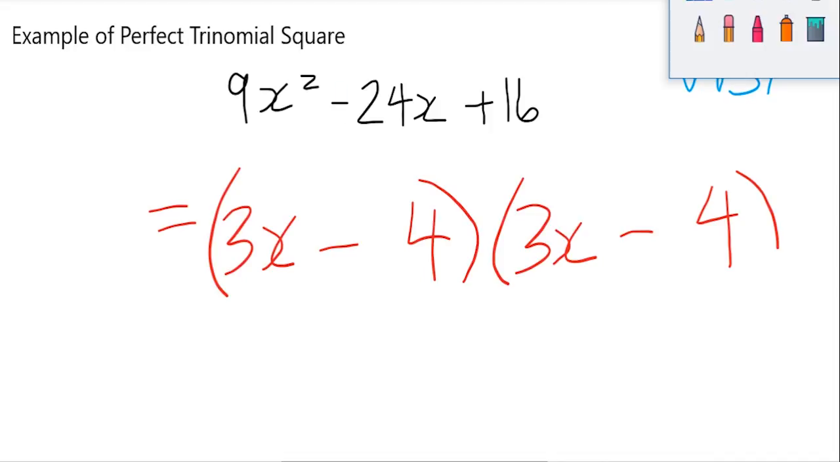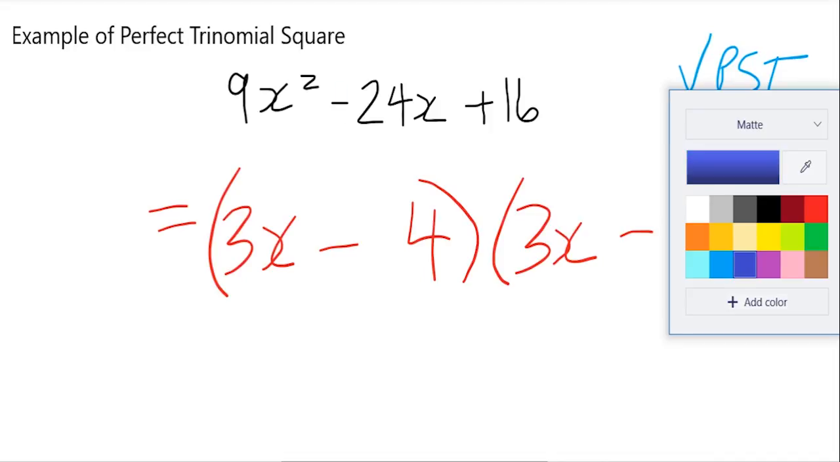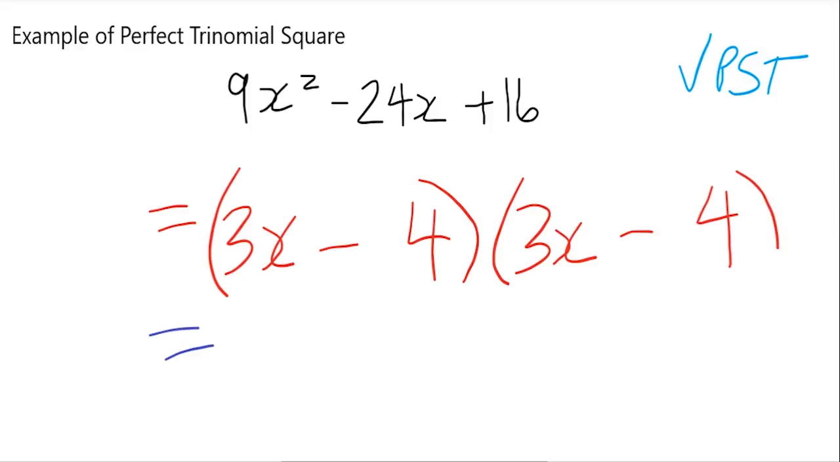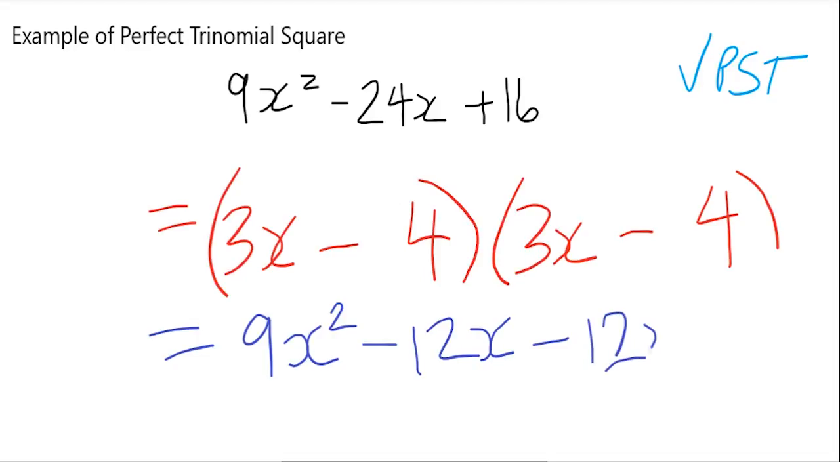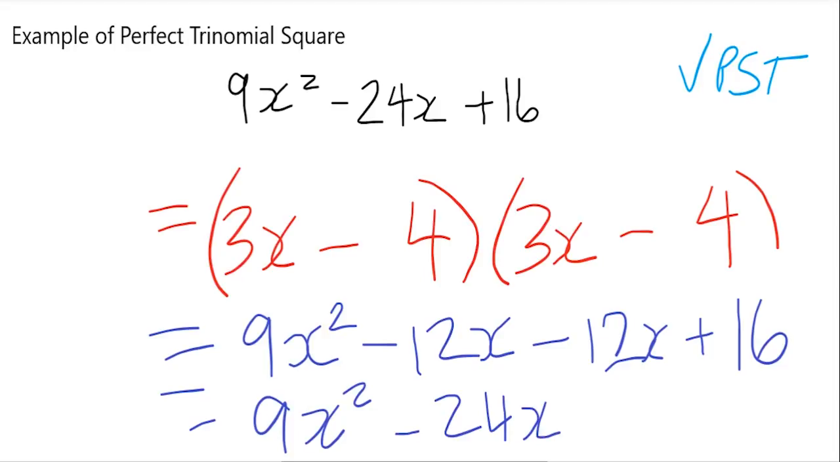Awesome. Now let's verify. So let me draw this out in a different color. Verifying: 3x times 3x, you get 9x squared. 3x times negative 4, you get minus 12x. Negative 4 times 3x, you get minus 12x again. And then negative 4 times negative 4, you get plus 16. So overall, you do get your 9x squared minus 24x plus 16. And there you have it. That's your way of figuring out your perfect square trinomial.